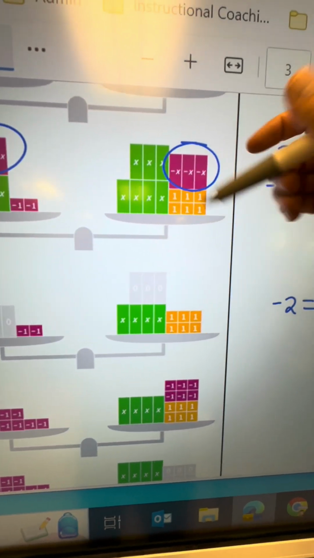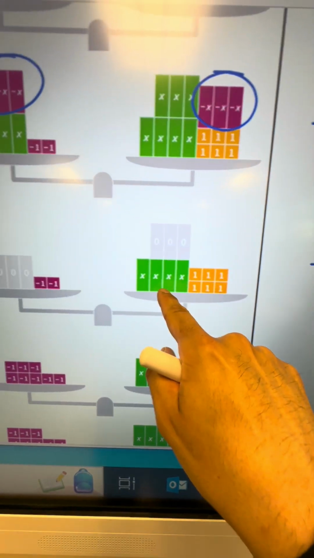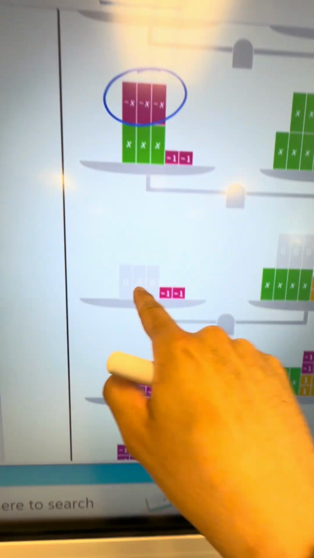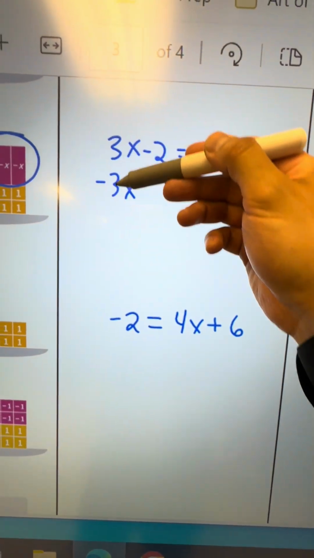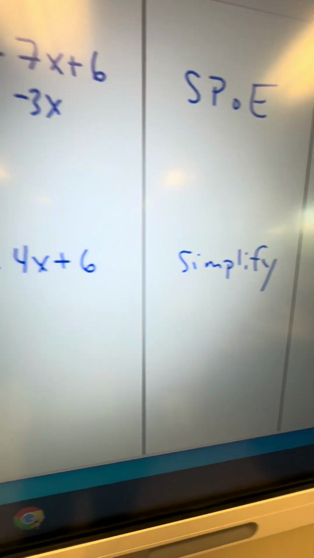Now, in my next step, you can see here, when you combine 3 negative x's with 3 positives, we're just going to be left with 4 x's. And when I combine these 3 with these 3, they cancel all out, and we're left with just 2 negatives. So you can see here, adding opposites, they're gone. 7 minus 3, 4x. And then this is called simplifying.